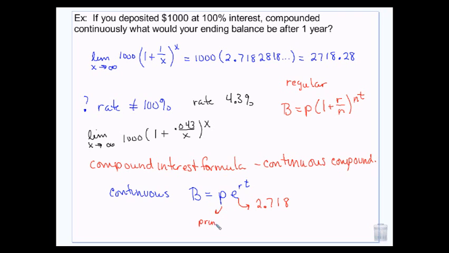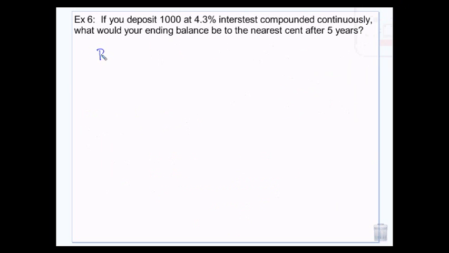P is your principal, r is the rate, and t is the time. So you do the principal times 2.718 to the rt. My formula is B is equal to Pert. Pert. Okay, so remember e is 2.718. Is e always that? Yes, it's a mathematical constant. Sort of like pi is always 3.14, e is always 2.718.